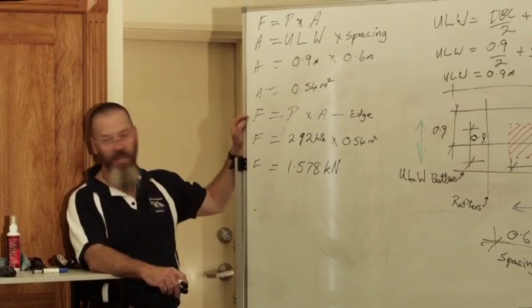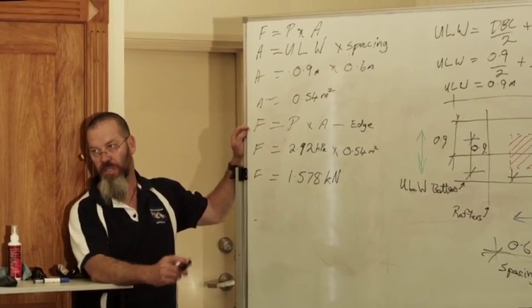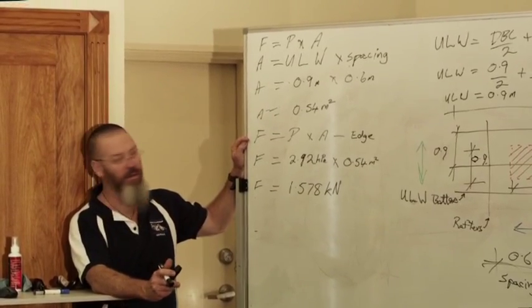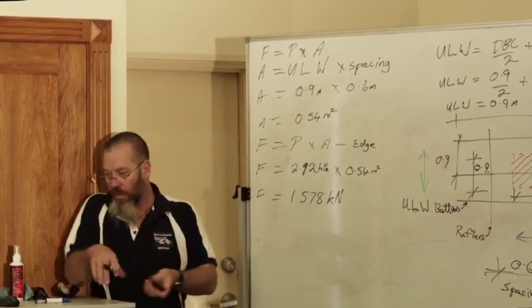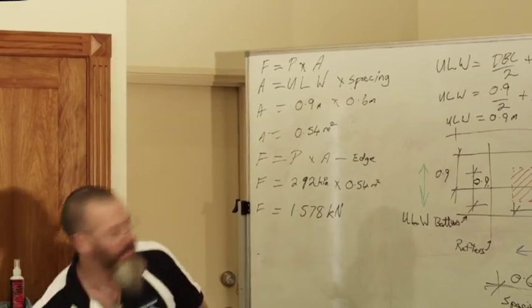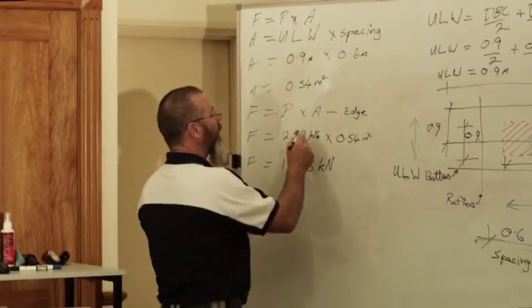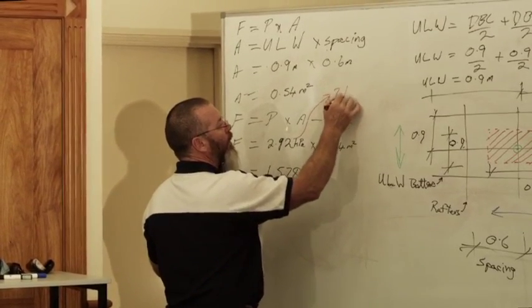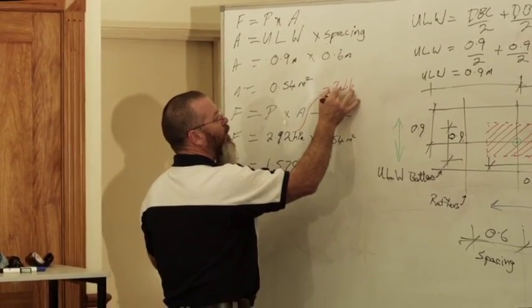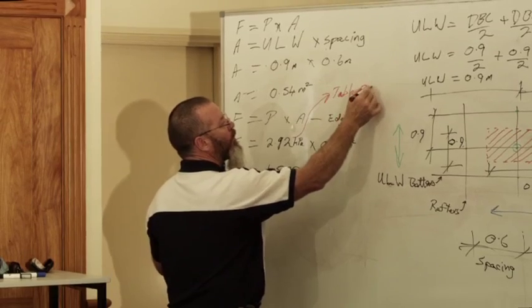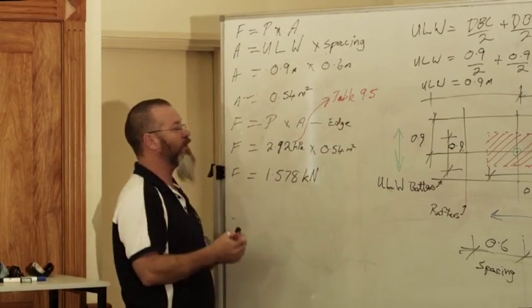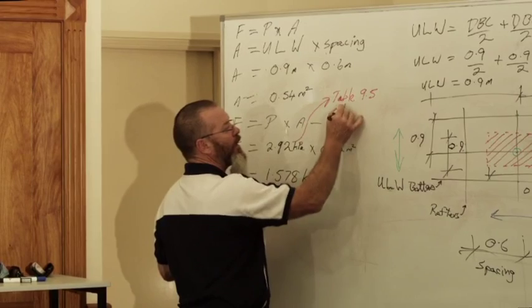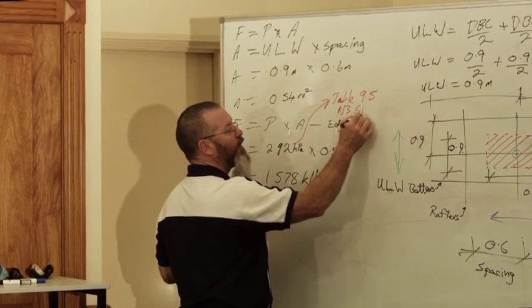Then we reverted back to the original formula, force equals pressure times area, now that we know the area. The force we got from, and this is what I try and do, I go table 9.5. That's where we got it from, and it was in sheet roof.